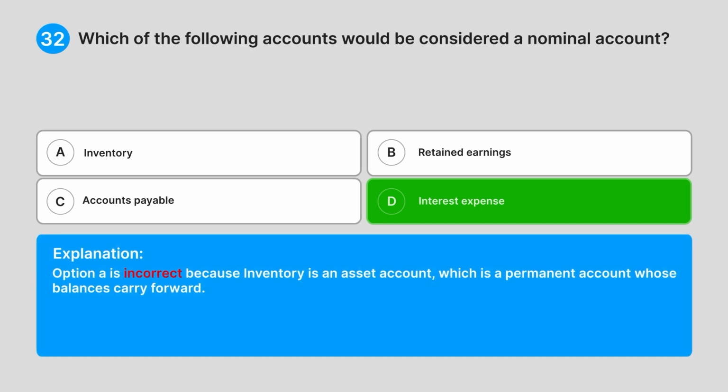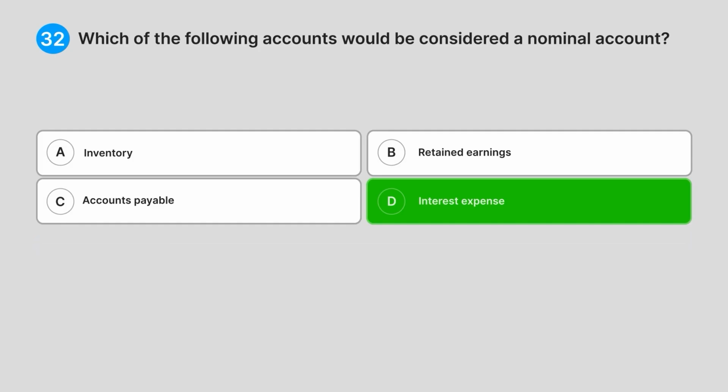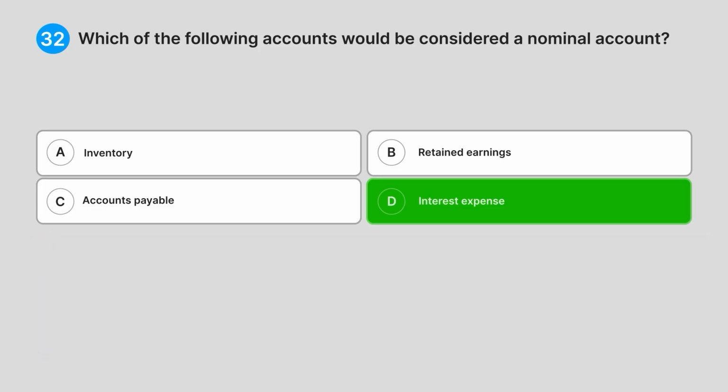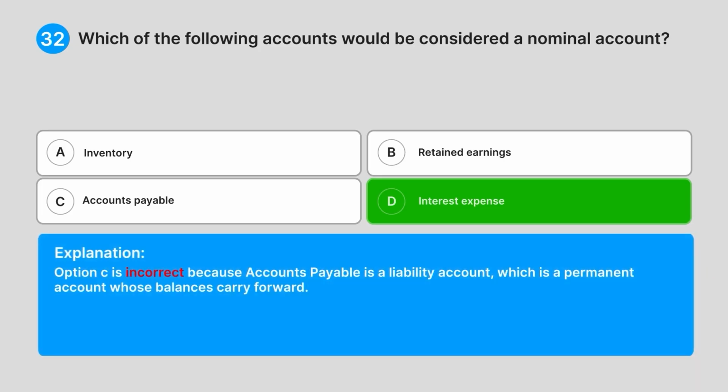Option A is incorrect because inventory is an asset account, which is a permanent account whose balances carry forward. Option B is incorrect because retained earnings is an equity account, which is a permanent account whose balances carry forward. Option C is incorrect because accounts payable is a liability account, which is a permanent account whose balances carry forward.